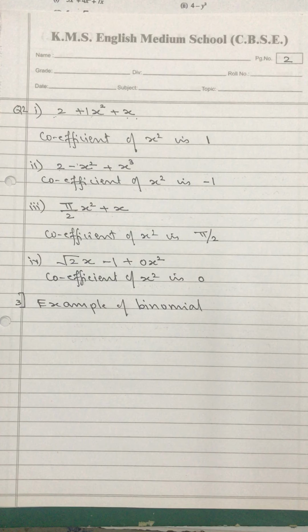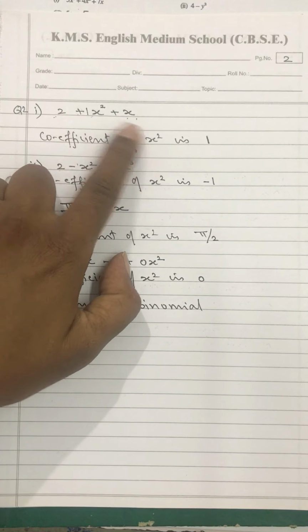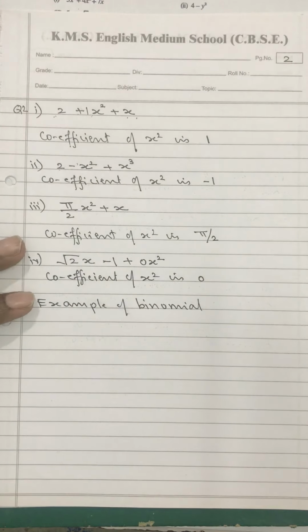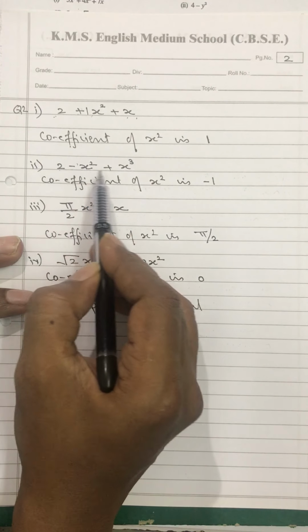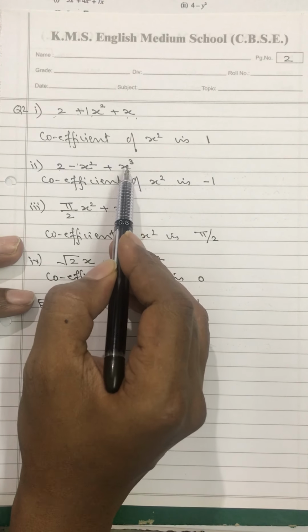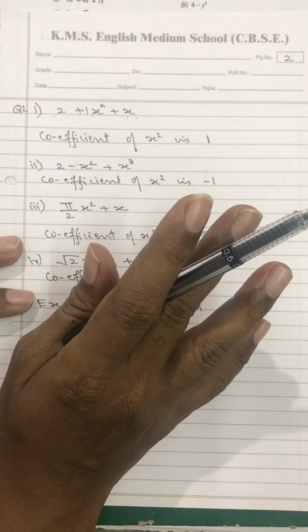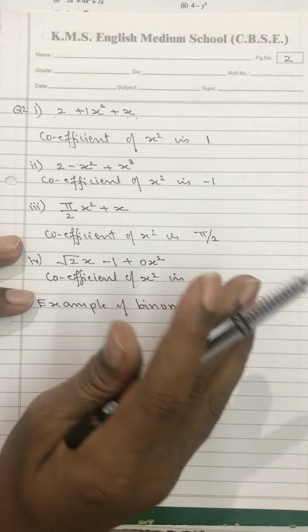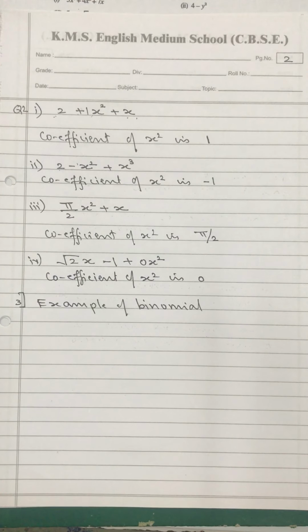It has to be a binomial having degree 35. Degree means the highest power should be 35. Highest power is called the degree. In this case, the highest power of x is 2. The degree of this expression is 2. In this case, the highest power of x is 3. The degree of this is 3. Degree means the highest power of the variable.